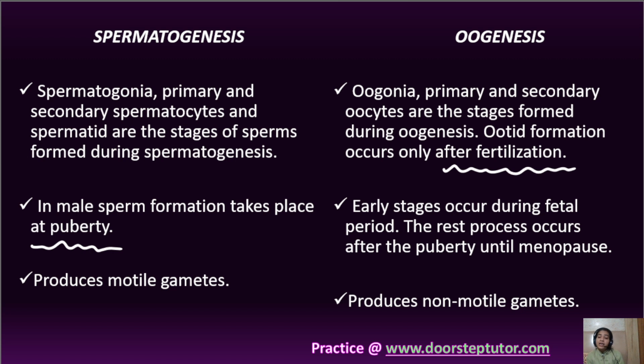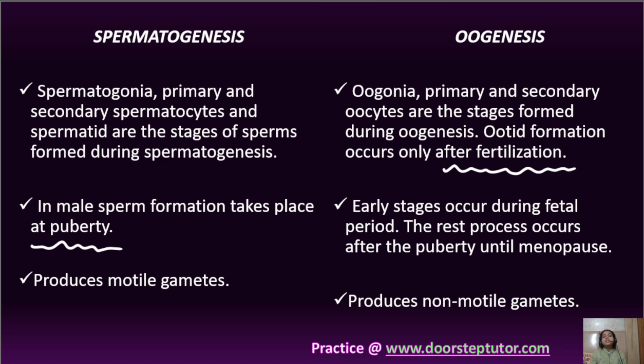Now, these early stages occur even during the fetal period as well. The rest of the process, which is basically the development of a more mature egg cell, is done after puberty, and this whole process goes on until menopause. So basically that is the process during which the menstruation cycle starts from puberty until menopause.